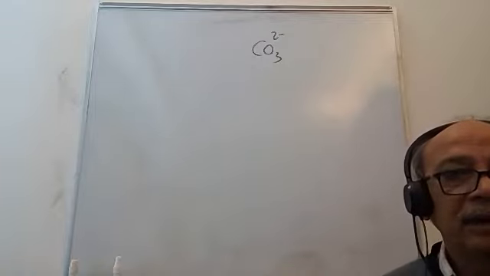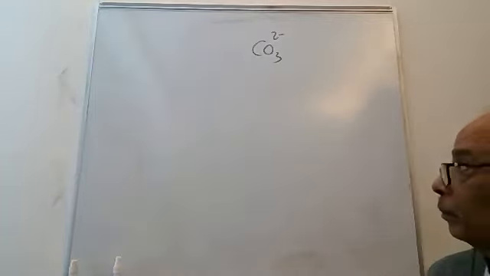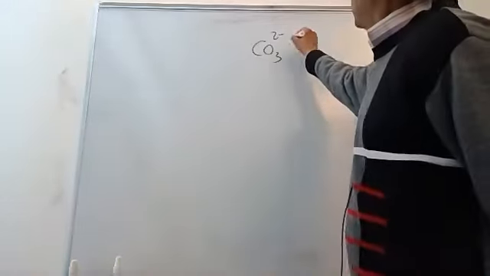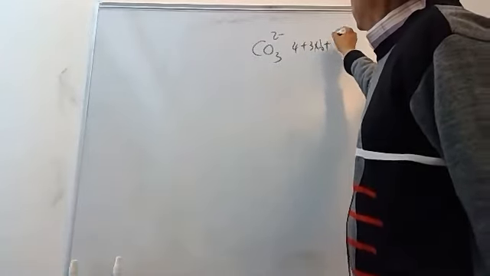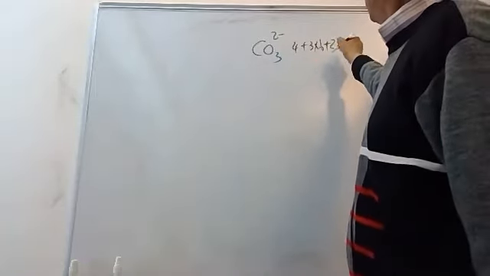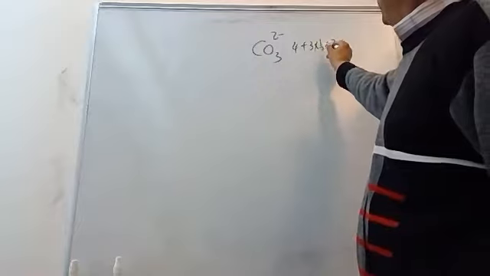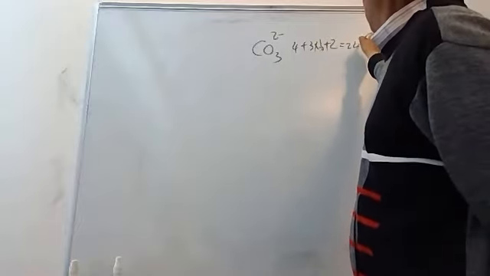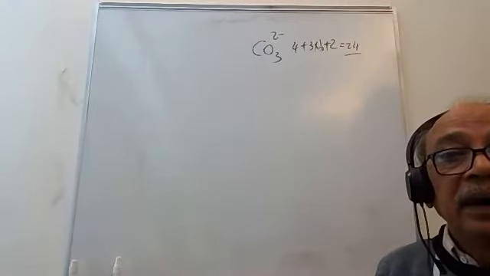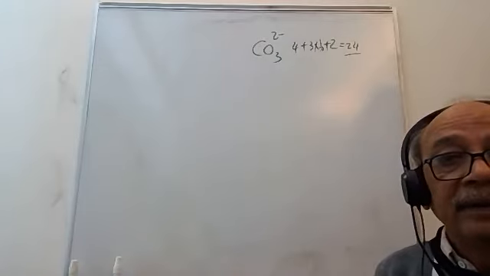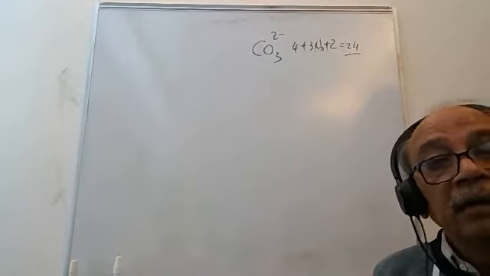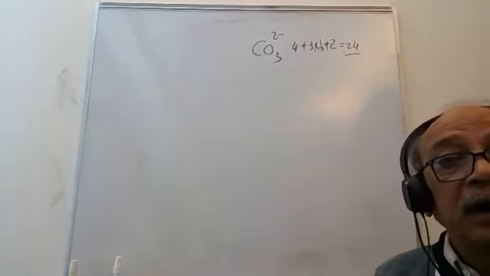I see some of you writing. 24. So carbon has 4 valence electrons, and 3 oxygens. Because there's a negative charge of 2, you need to add 2 electrons. So that will be 18 plus 2, 20 plus 4, 24. 24 electrons, just exactly the way we had for the BFClBr, correct? BFClBr also had 24 electrons. So this is the carbonate anion.